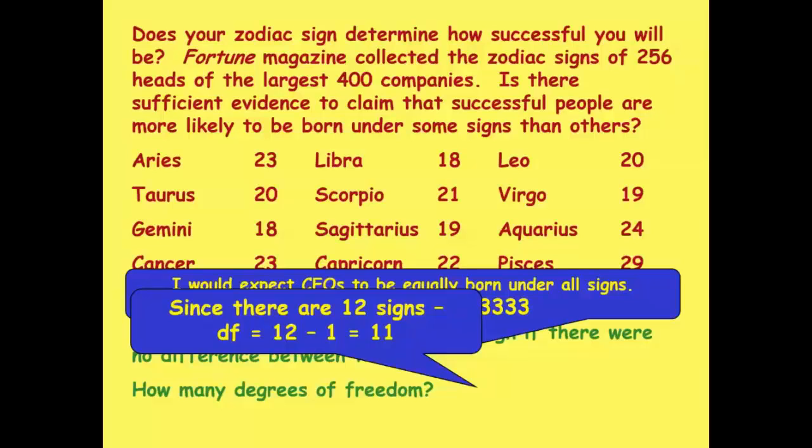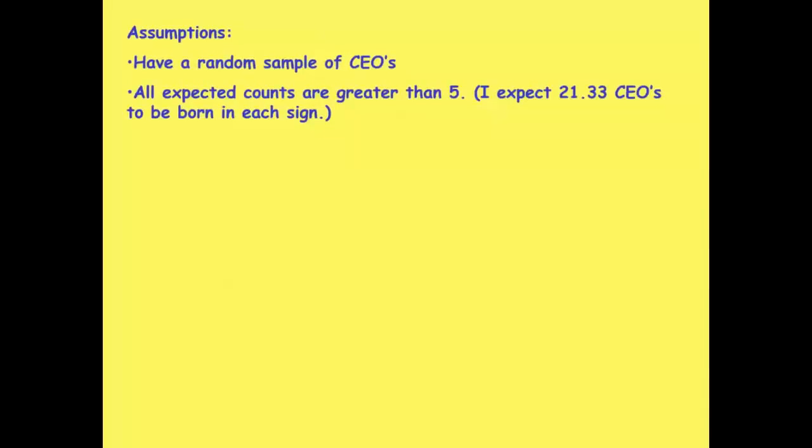Okay, so let's go through our assumption list and set everything else up. Our assumption is that we have a random sample, and it's stated in the problem. Our expected count is 21.33 for each category, so it's clearly greater than 5, so I need to make a sentence stating that.